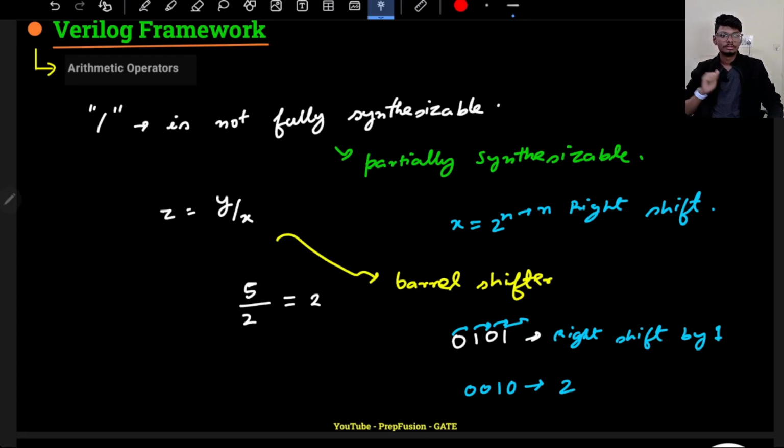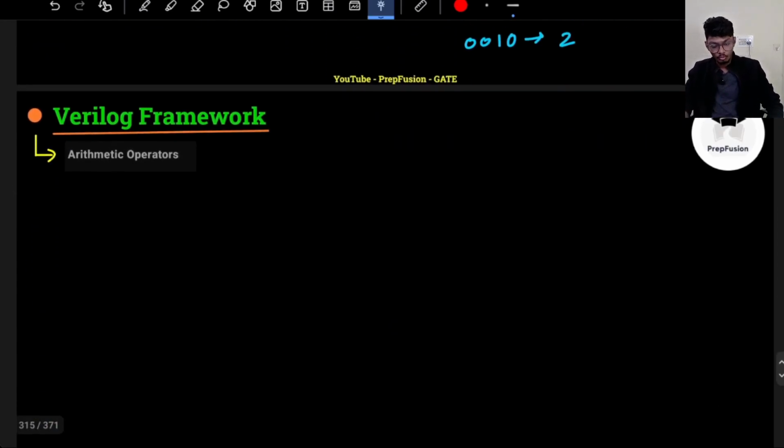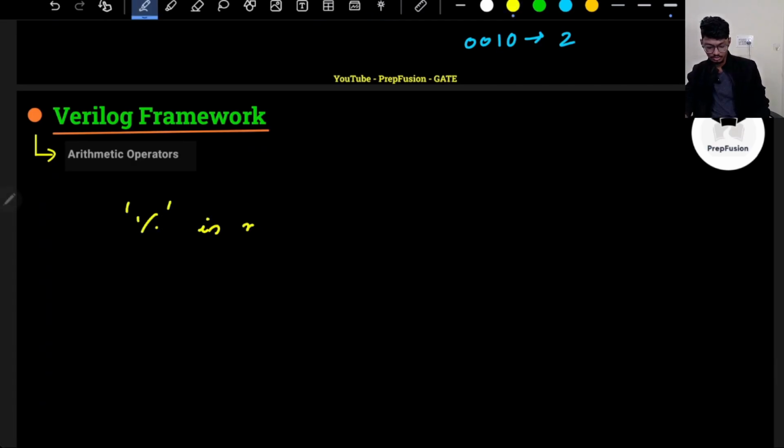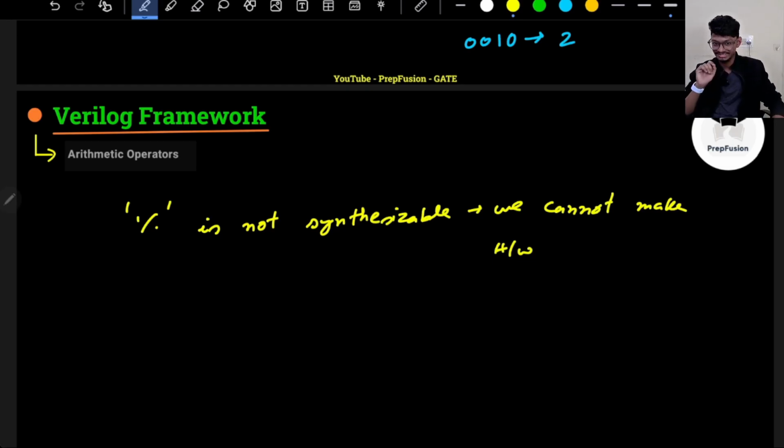That's it. Okay. So again, the modulus operator is also not synthesizable. Modulus operator is not synthesizable at all, so we cannot make hardware. So we will avoid using the modulus operator if we have to synthesize the code. I hope you know what the basic modulus operator is. If I have something like 27 modulus 8, I just have to say the remainder. The remainder is simply 3 here, so it will be 3. That's it. Very simple.